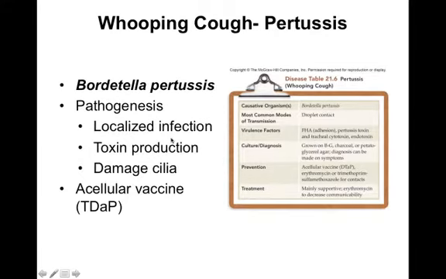Pathogenesis is localized infection, toxin production, and then damaged cilia. Essentially what happens is the organism makes its way into the upper respiratory tract, primarily the back of the throat and the esophagus. Here it sets up shop, starts producing a toxin, and this toxin basically kills the cilia in the esophagus. So you reduce the ability to move mucus through the esophagus, because that's primarily what the cilia do: they take the mucus from the bottom and push it up to the top so you can then cough it out and swallow it.